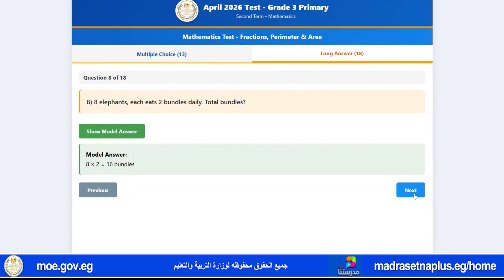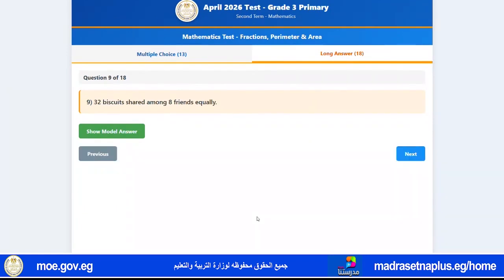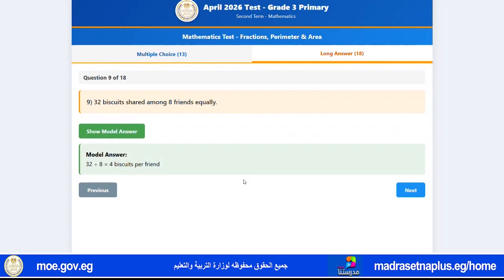So 8 elephants eat 16 pounds. 32 biscuits shared among 8 friends. What is this? Good, it's a division problem. Why? Because I get the word shared. Shared looks like divide, distribute, and so on. So 32 divided by 8 will be 4. Why? Because 4 times 8 equals 32. Yes, the answer is right.